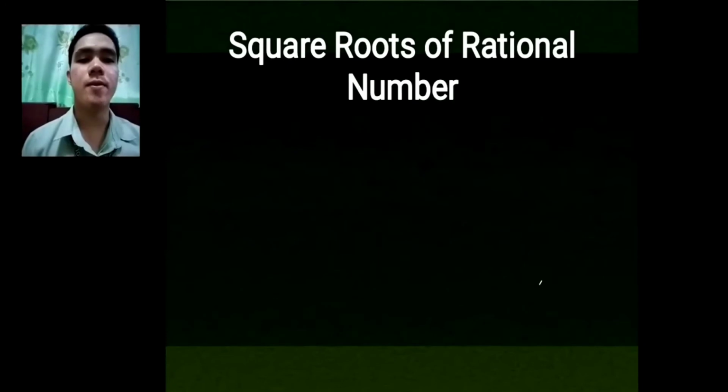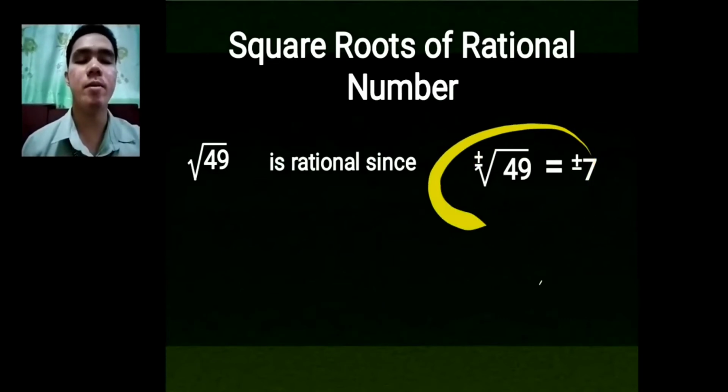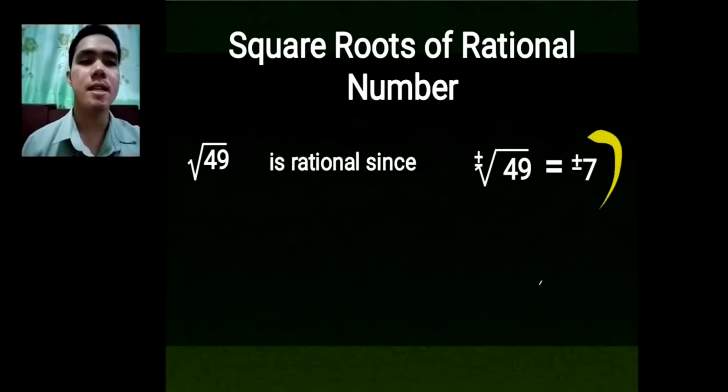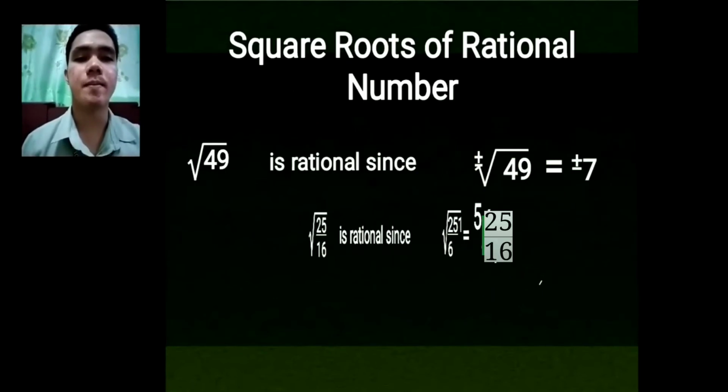Square roots of rational numbers. Okay, those are the square roots of rational numbers. So, the square root of 9 is rational, since the positive and negative square root of 49 is positive and negative 7. So for rational numbers, we are able to find the square root of a specific number. We just have the square root of 49, that is 7, or the positive and negative square root of 49 is positive and negative 7.